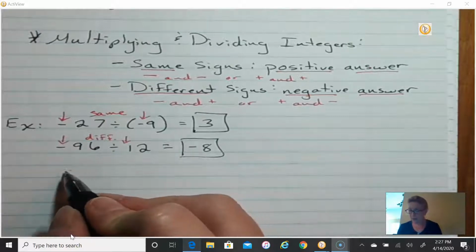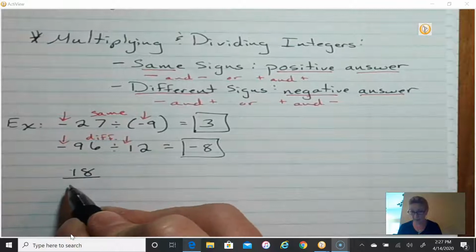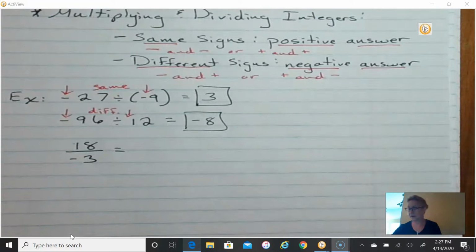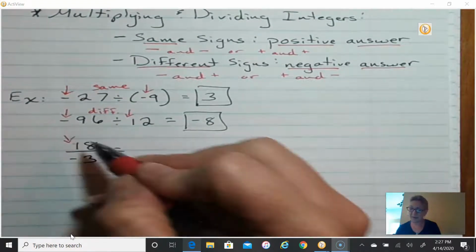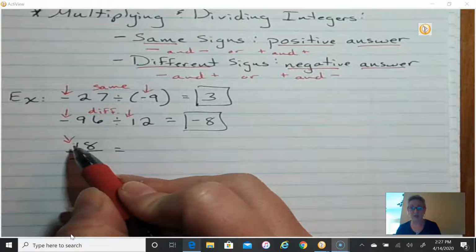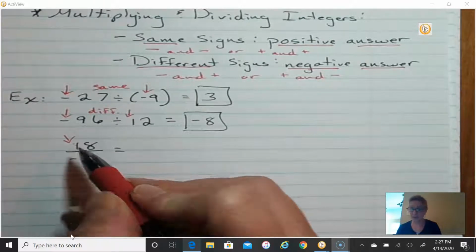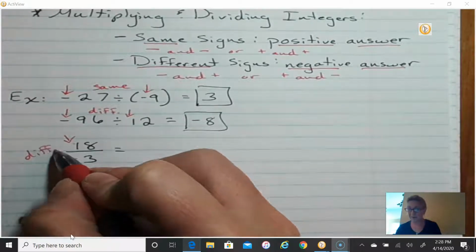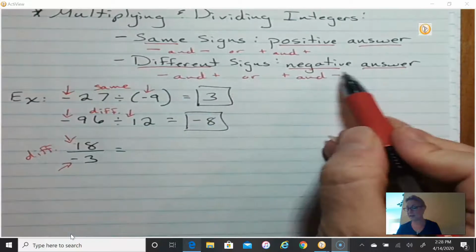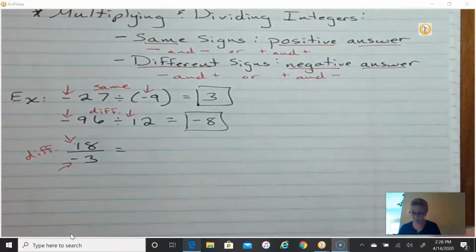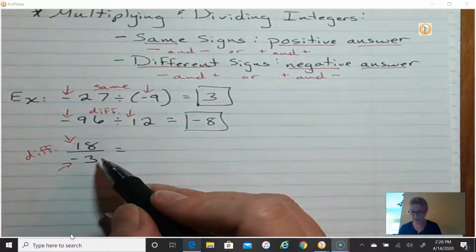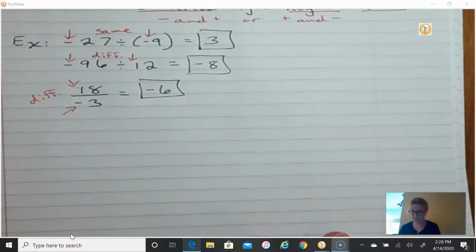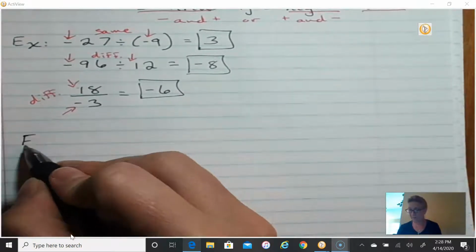And then let's say we have 18 divided by negative 3. That looks a little bit different, doesn't it? Okay, this is a positive 18. There's no sign there, so we're going to assume it's a positive. And we have a negative 3 here. Those are different signs. So different signs, negative answer. So 18, positive 18 divided by negative 3 is negative 6. Okay? Let's do some more.